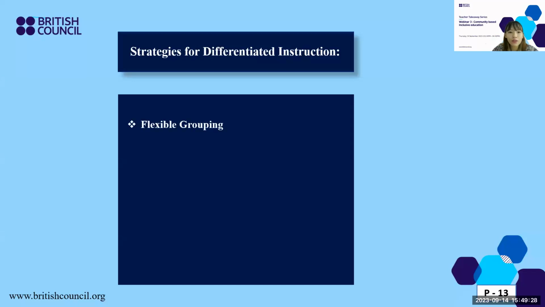Here are some strategies. The first one is flexible grouping. You must group your students based on their interests, readiness levels, or learning style. And also you must assign mixed ability groups for the cooperative project, allowing students to learn from each other and support each other. And the second one is varied assessment methods. Use varied assessment types such as quizzes, projects, presentations, and discussions. And give students a chance to demonstrate their understanding through multiple formats, catering to their strengths.